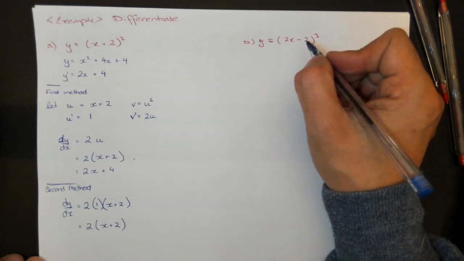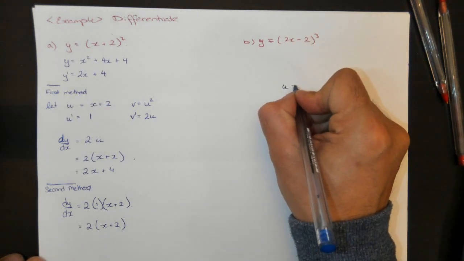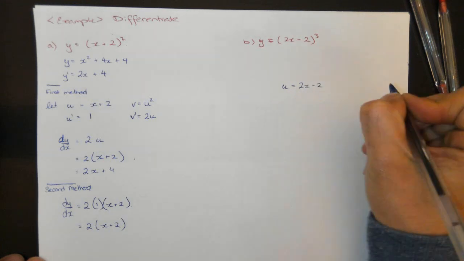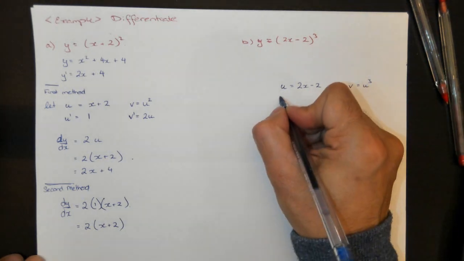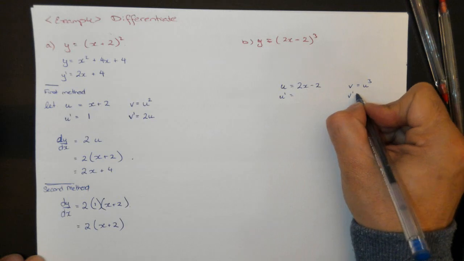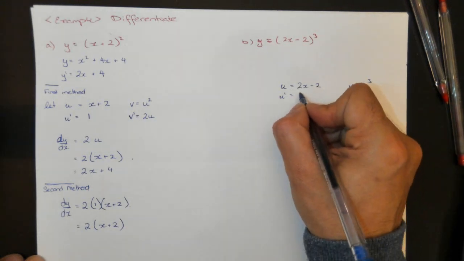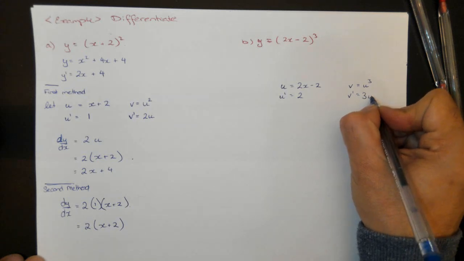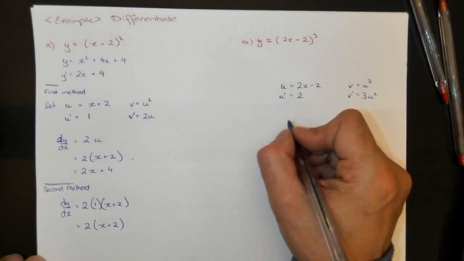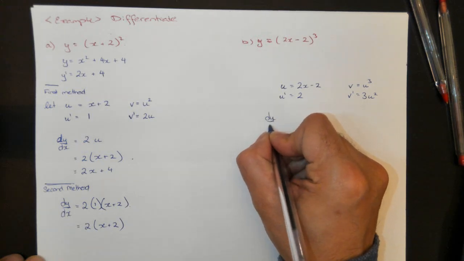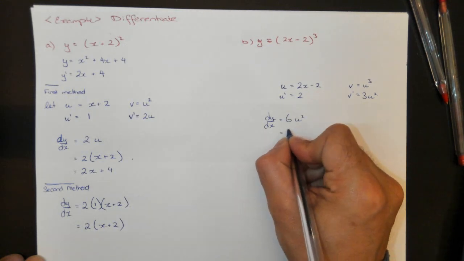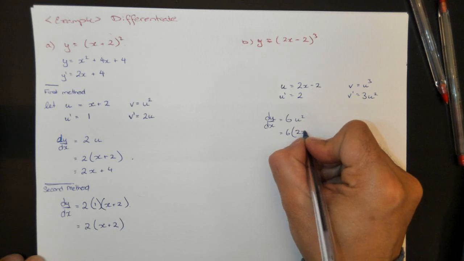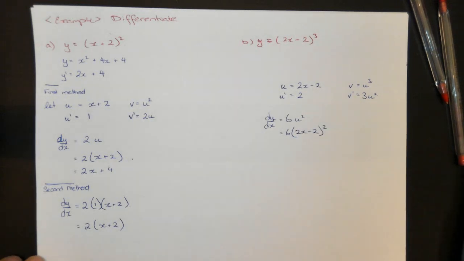Okay, so using the first method, we say u equals the inside bit, and that means y is going to be u to the power of 3. If we differentiate each section, the differential of 2x minus 2 is just 2, and this is going to be 3u squared. We're going to multiply those two together. So 2 times 3 is 6. That's going to be u squared, but u is 2x minus 2, and the power changes to 2.